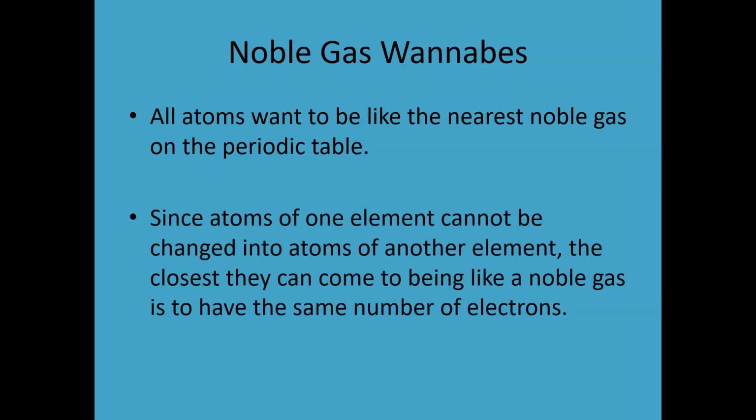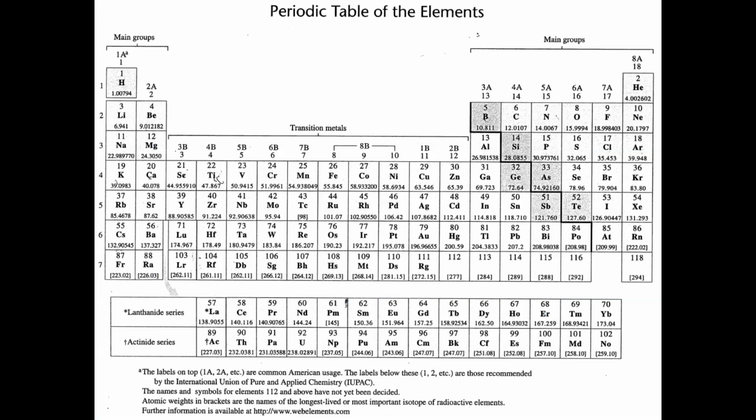Well, we've talked about the fact that in chemistry you can't convert an atom of one element into an atom of another element. And so it's not possible for atoms to actually change themselves into noble gases. So really the best they can do is to have the same number of electrons as the nearest noble gas. And so we're going to spend a lot of time in this video talking about how atoms gain or lose electrons to have the same number of electrons as the nearest noble gas. Let's look at a periodic table and say what we're talking about.